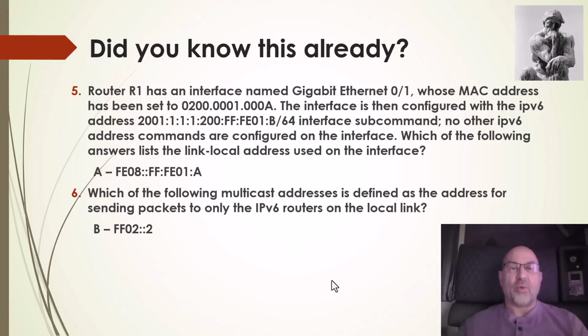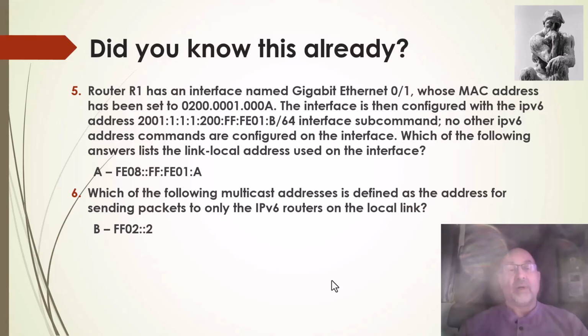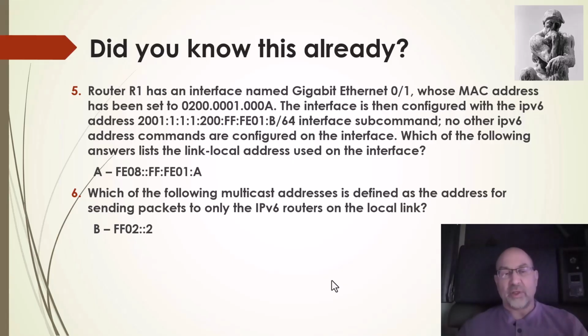Question number 5, Router 1 has an interface, G0/1, with a MAC address configured. The interface is then given an IPv6 address. If no other interface commands are used, which of the following will be the link local used on the interface? Well, again, the conversion, but in this case, it's got the MAC address configured, right? So you'd be putting it in there, flipping the bit, and then doing all the zero suppression. So that was A.